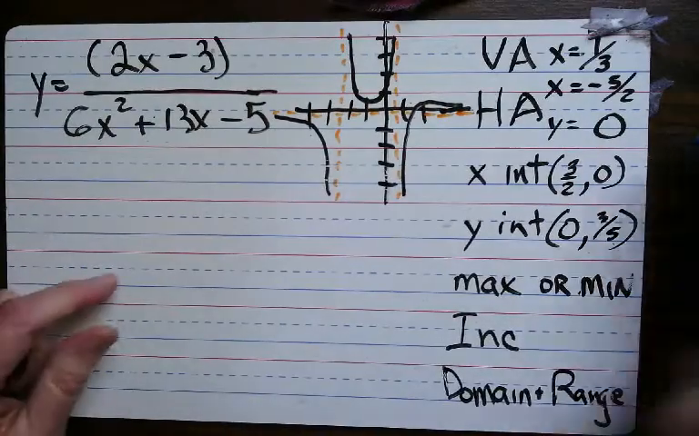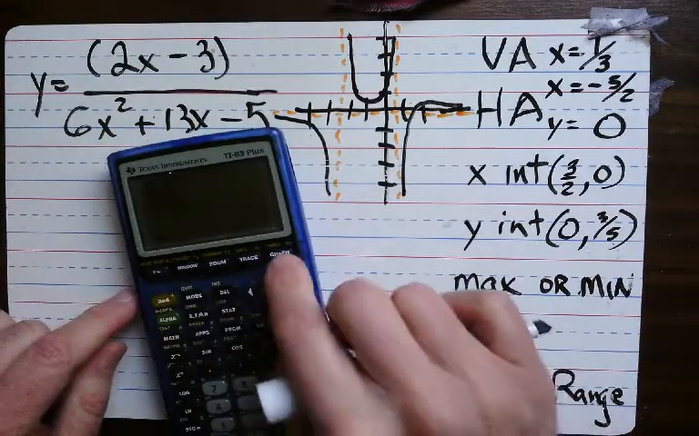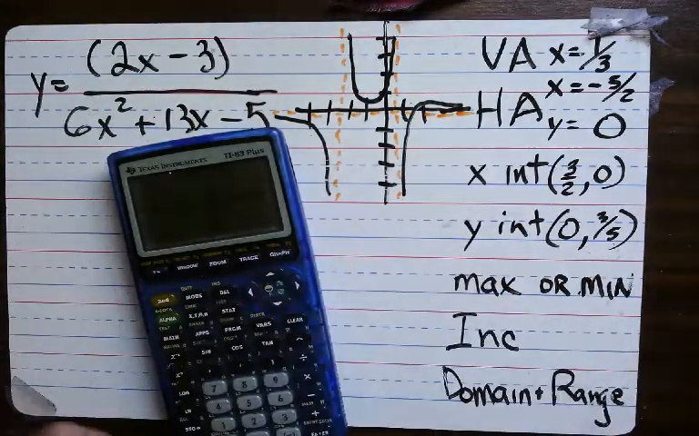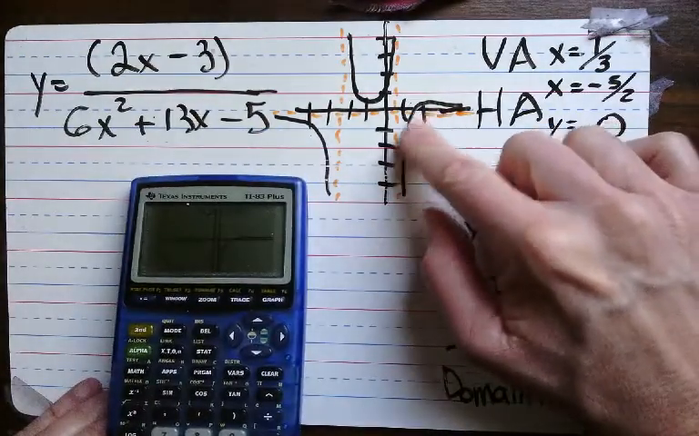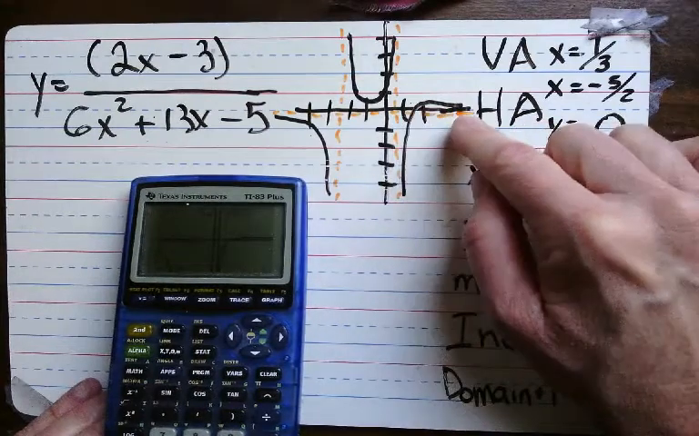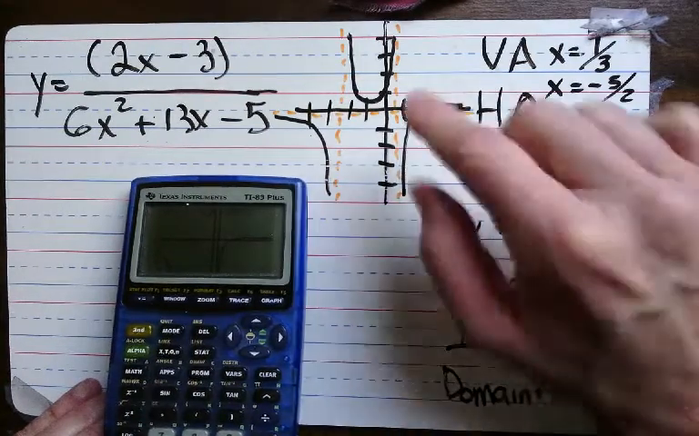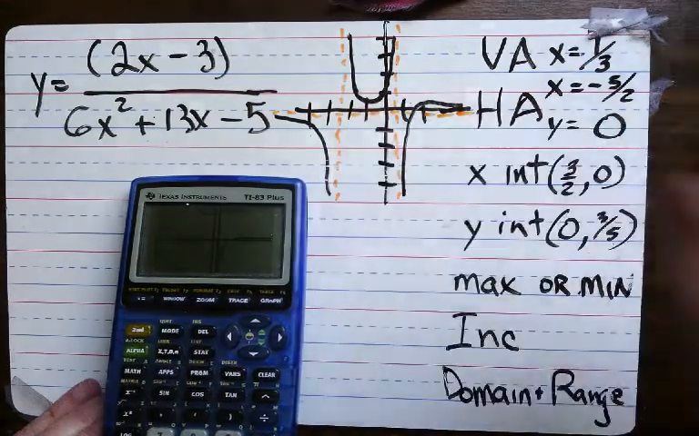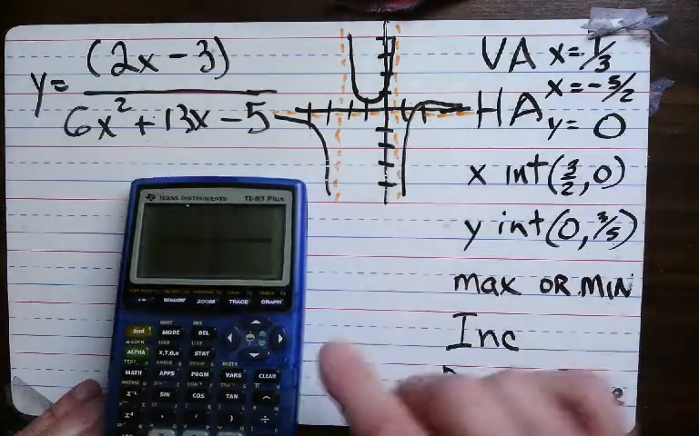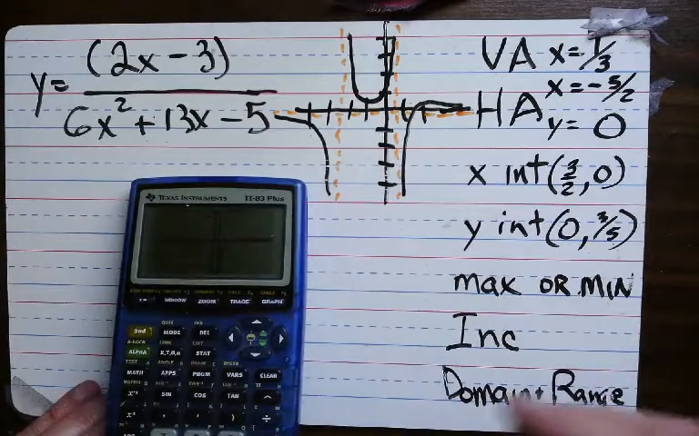Can I find the max? Sure I can. All I have to do is look at my graph. First of all, do you know where the max is? The max is right there, okay? Because that's where it goes up and comes back down. There's a little maximum right there. And then where's the minimum? Well, the minimum's right here. So we're going to find both of them. We'll find the max and the min.